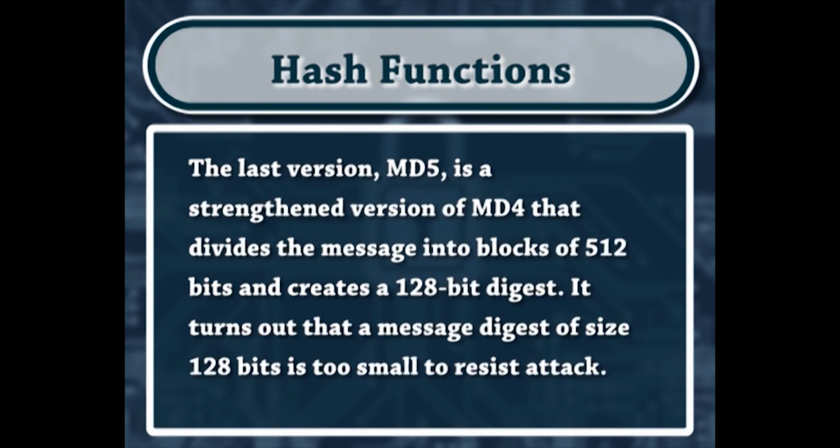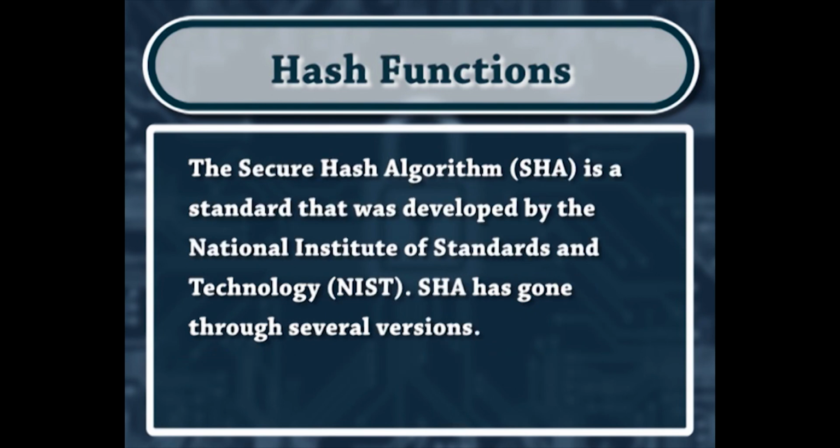The last version, message digest 5, is a stronger version of message digest 4 that divides the message into blocks of 512 bits and creates a 128 bit digest. It turns out that a message digest of size 128 bits is too small to resist attack. The secure hash algorithm SHA is a standard that was developed by the National Institute of Standards and Technology, NIST. SHA has gone through several versions.